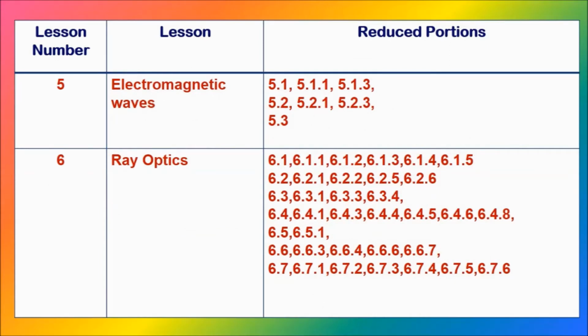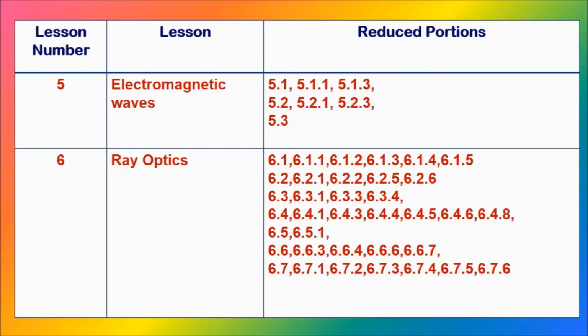Unit 5, Electromagnetic Waves: 5.1, 5.1.1, 5.1.3, 5.2, 5.2.1, 5.2.3, then 5.3. In this fifth lesson, displacement current and Maxwell's correction is a very important 5 mark question. Then Maxwell equations in integral form is also a 5 mark question. Then what is meant by electromagnetic waves may be asked in a 2 mark or 3 mark question. Then properties of electromagnetic waves may be asked in a 3 mark question.